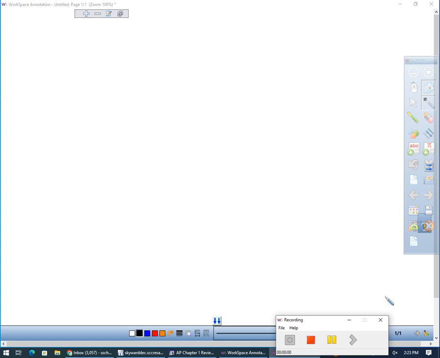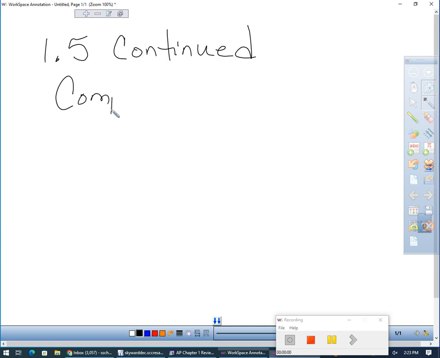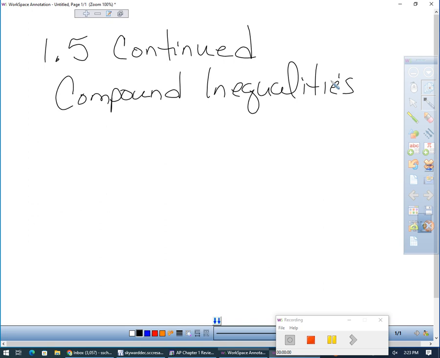Point 5 continued. The other day we were doing inequalities. Today we are doing compound inequalities. There are two different types of compound inequalities. Similar to our English language that has compound sentences, compound inequalities have certain words that link two inequalities together. The two types we have are "and" or "or."